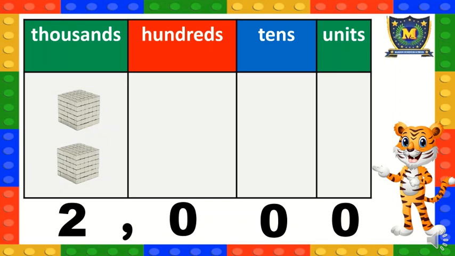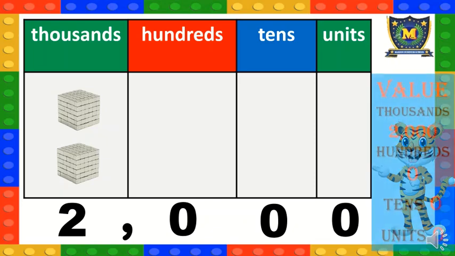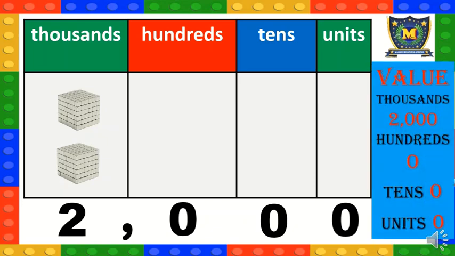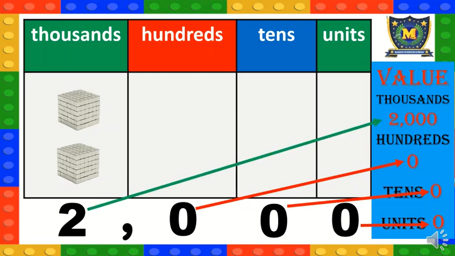Now let's see the value for each digit. For units we have 0, for tens we have 0, and for hundreds we have 0. For thousands, since there are 2 cubes on the thousands place, the value for 2 cubes is 2000.